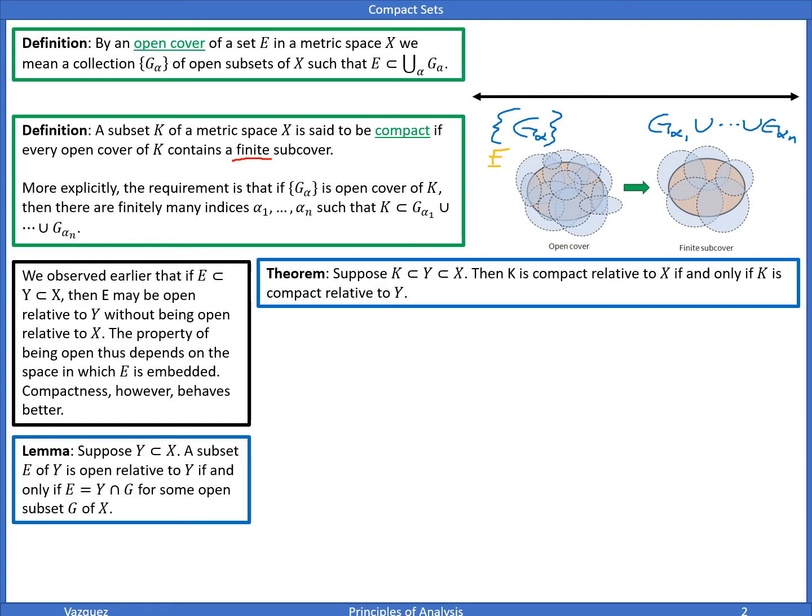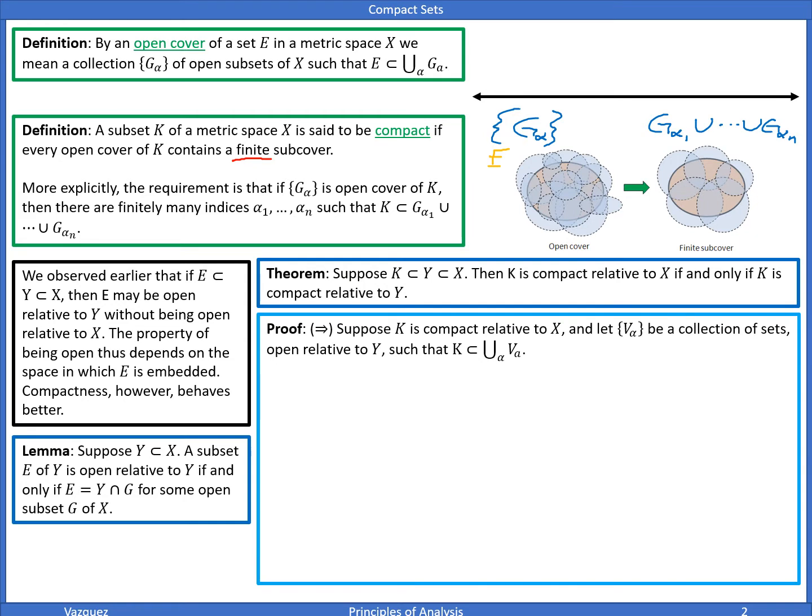And it isn't too hard to follow, but if you like, you can pause it and make sure you understand what the theorem is even asking, right? If you're going to attack or try to prove this theorem, we need to know what it's even saying. So we go on to prove it. First direction. We're going to suppose K is compact relative to X. And before I read any more, we're going to show that K is also compact relative to Y.